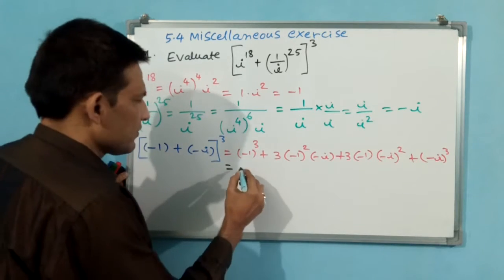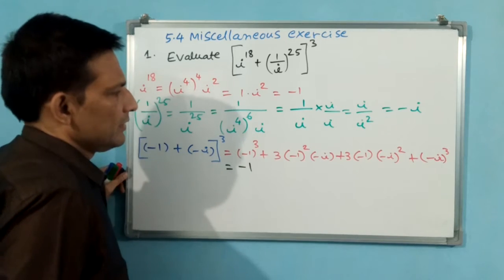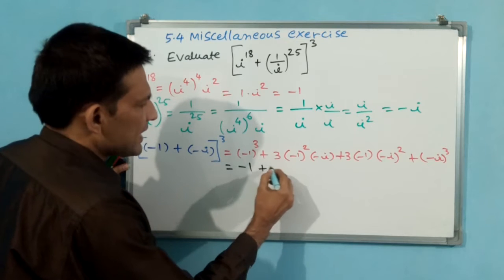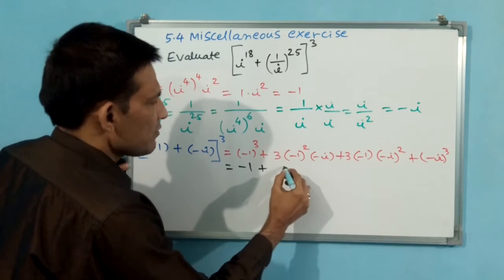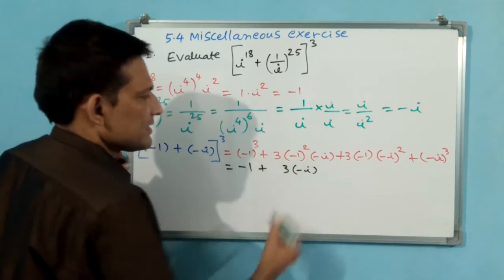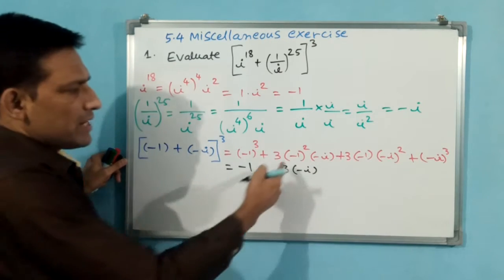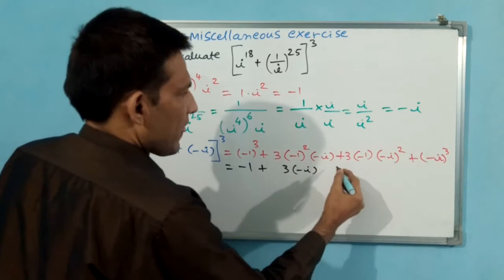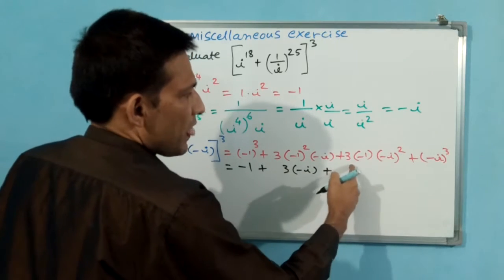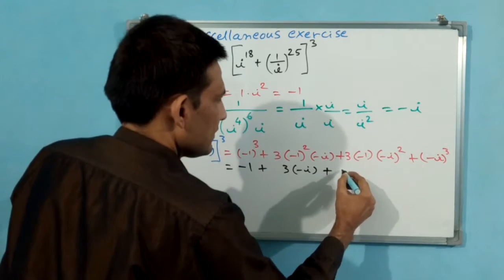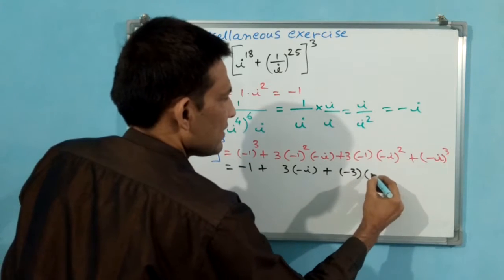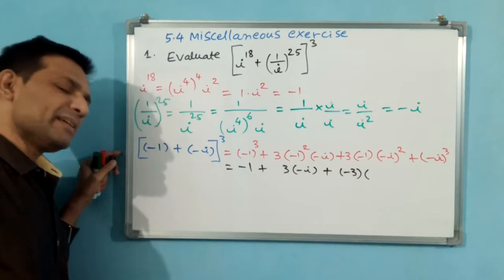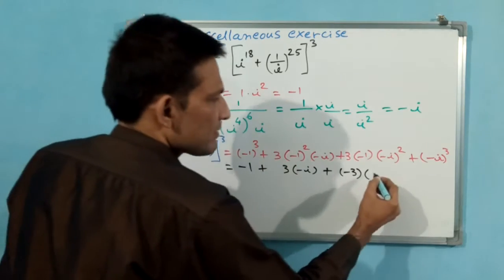Minus 1 cube is minus 1 only. Now you see, minus 1 square is plus 1. 3 into, let us make some more steps, 3 into minus I. Why? Because minus 1 square is plus 1 into 3. Okay, 3 into minus I, plus 3 into minus I square, plus I square. Plus I square means minus 1.